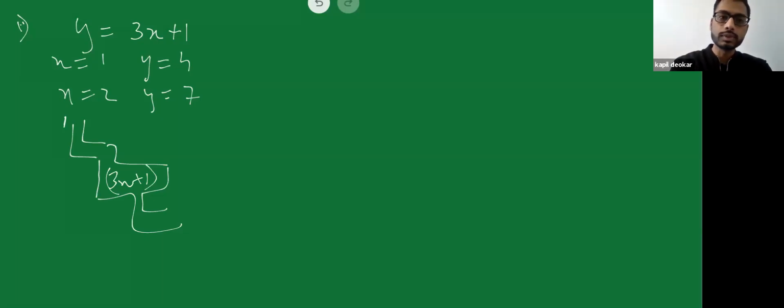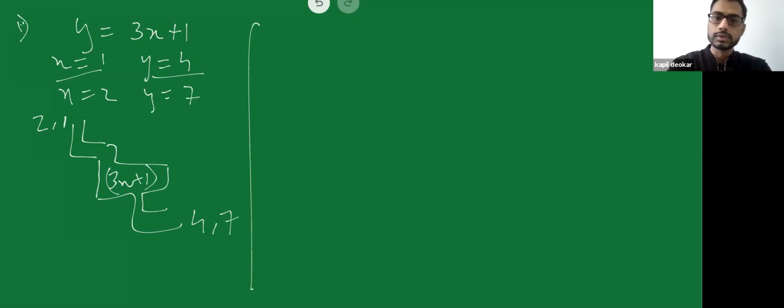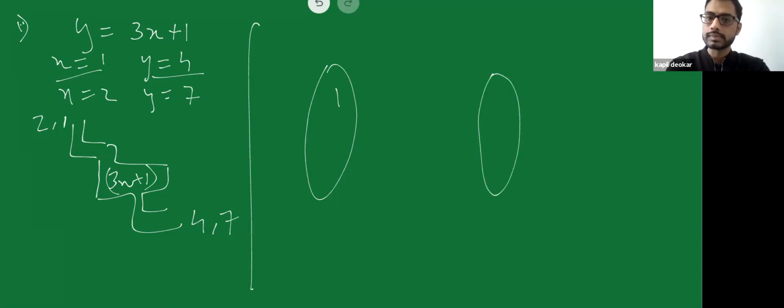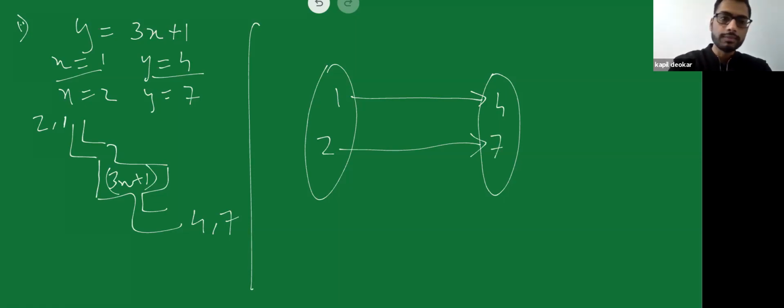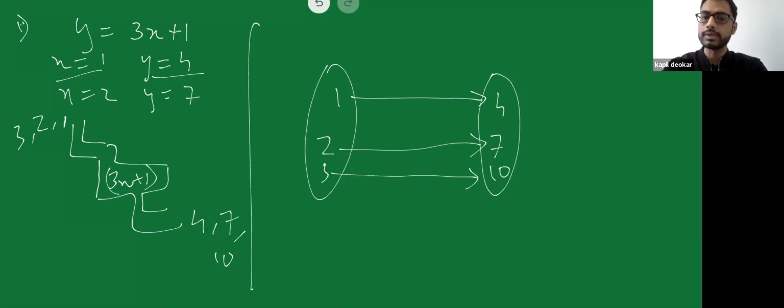So if I'm giving 1 as input, what output am I getting? I'm getting an output of 4. If I put in 2, I'm getting an output of 7. So if I'm putting 1 as my input value, the output value I'm getting is 4. If I'm putting 2 as my input value, the output value is 7. If I put 3 as my input value, I'll get 3 into 3 is 9, plus 1, 10. So if the input is 3, I'll get a value of 10.